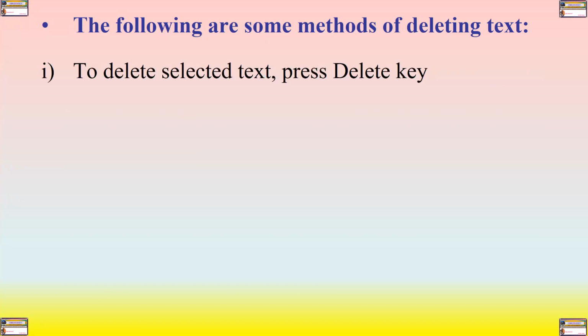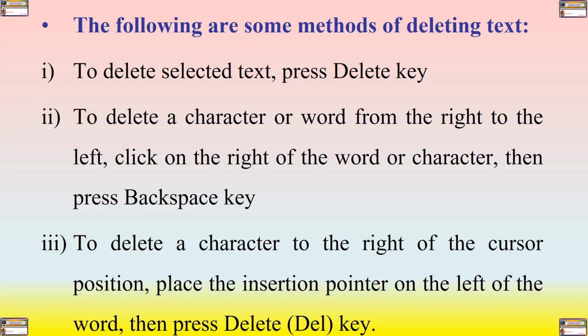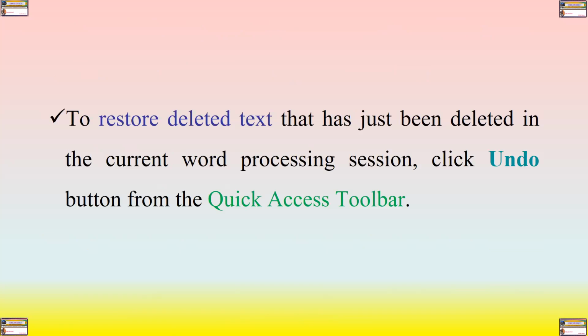To delete selected text, press Delete key. To delete a character or a word from the right to the left, click on the right of the word or character, then press Backspace key. If you want to delete a character to the right of the cursor position, place the insertion pointer on the left of the word, then press Delete or the arrow key from your keyboard. To restore deleted text that has just been deleted in the current word processing session, click Undo button from the Quick Access toolbar.